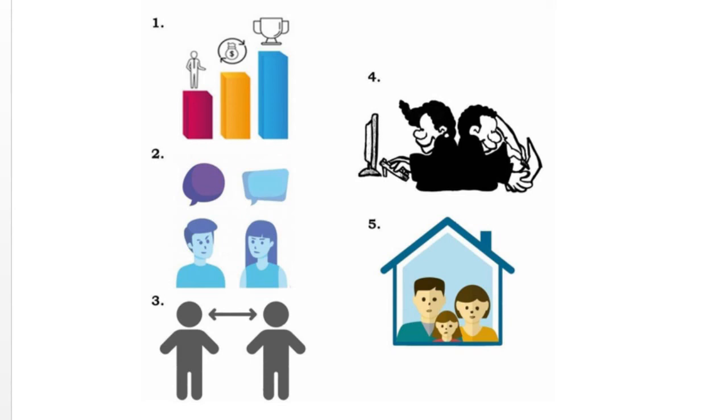Okay, let us study the following pictures. Identify whether it is verbal or visual. Okay, number 1. A chart, which is visual. Number 2, two people communicating, verbal. Number 3, a signage which tells that people should keep distance from one another, visual. Number 4, communicating through written text, verbal. Number 5, a picture representing a home or a family, visual.